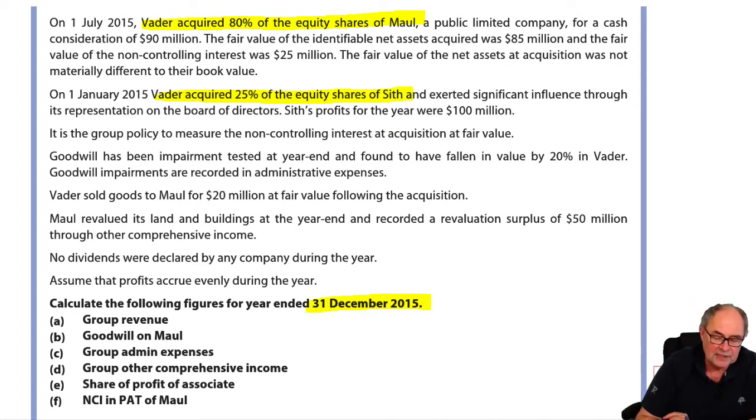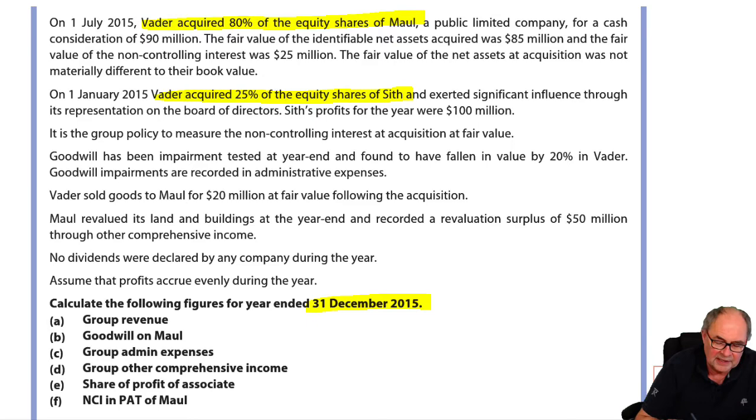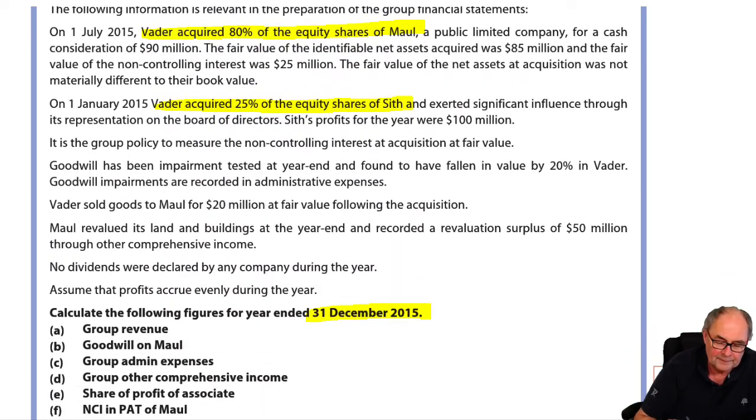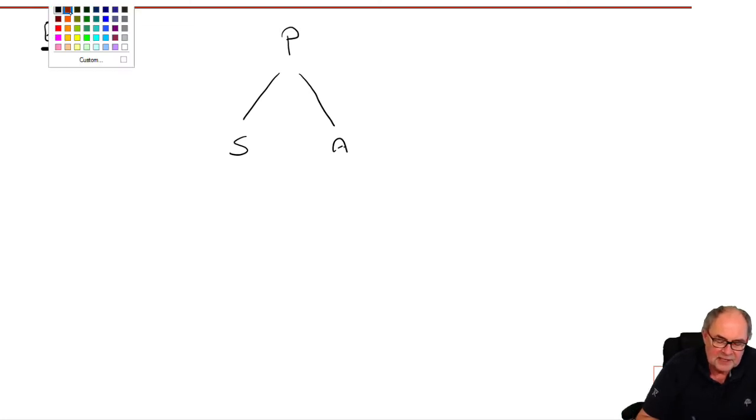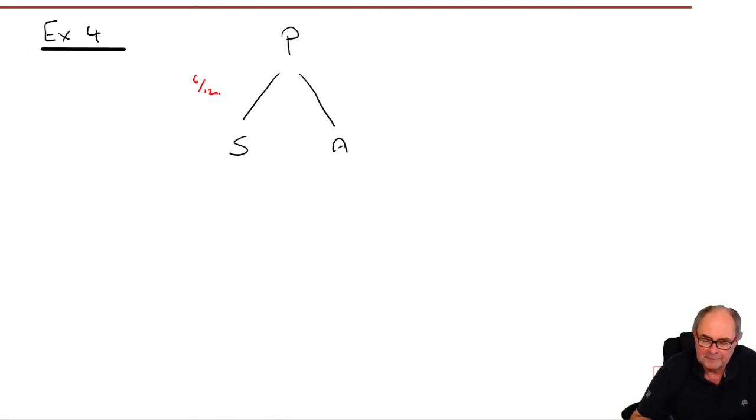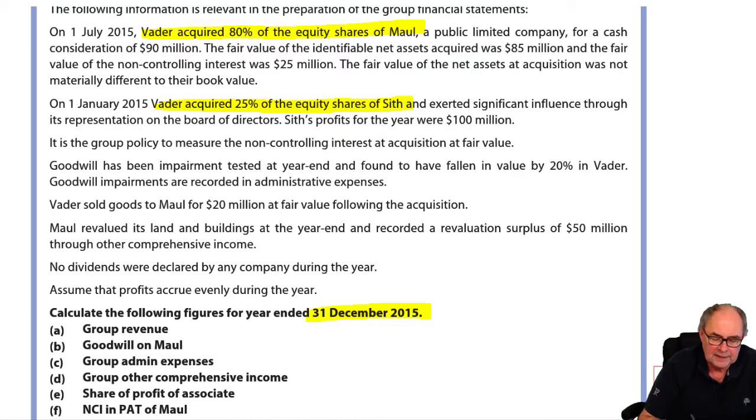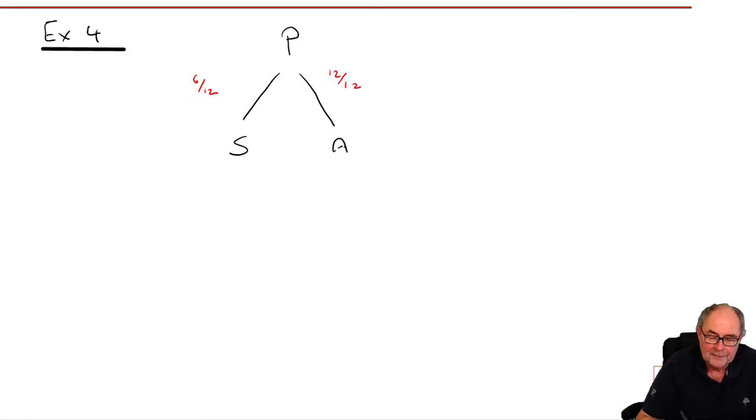So let's just set that up as a little bit of a reminder. This was, again, the example called Vada, or example 4. So I've got a parent, subsidiary, associate. In terms of how long I've owned them, I've owned the subsidiary for 6/12 of the year, and I've owned the associate for 12/12 of the year. Group structure, 80% and 25%.